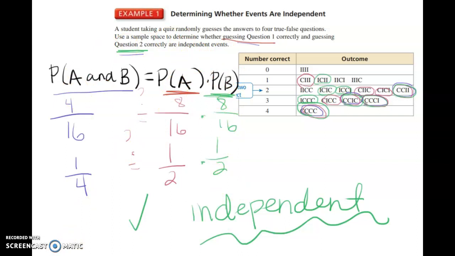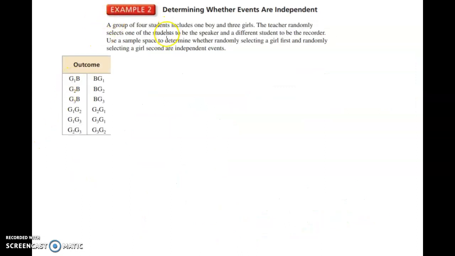We're going to do one more example, and then we're going to find the probability of some independent events. Here's our next one. A group of 4 students includes 1 boy and 3 girls. The teacher randomly selects one student to be the speaker and a different student to be the recorder. Use a sample space to determine whether randomly selecting a girl first and then randomly selecting a girl second are independent events.